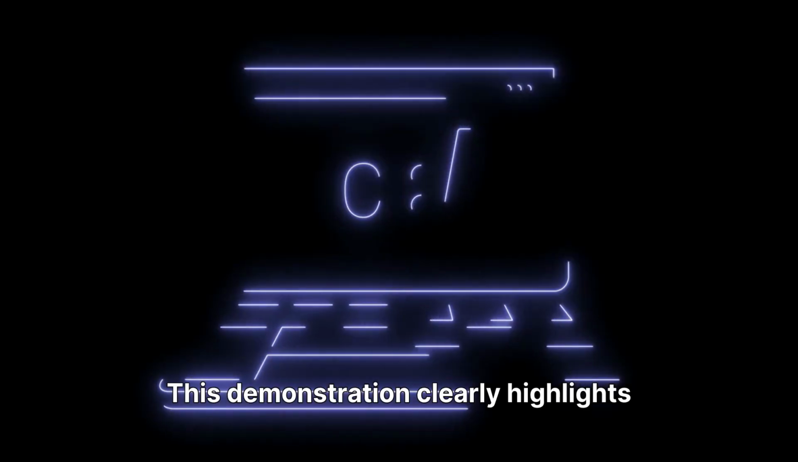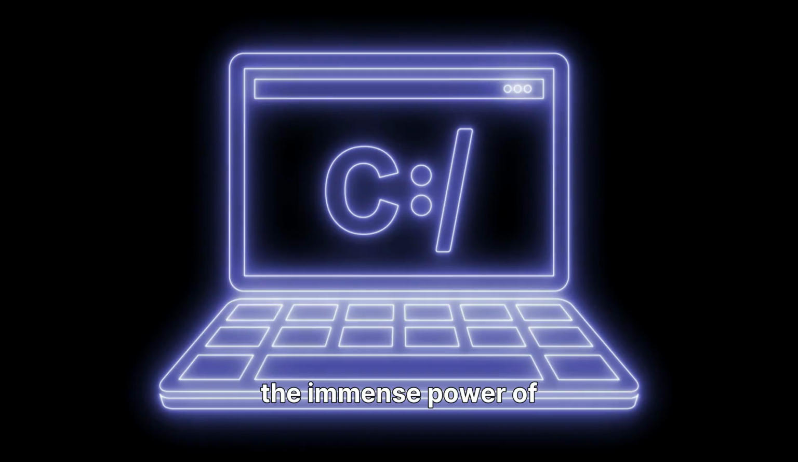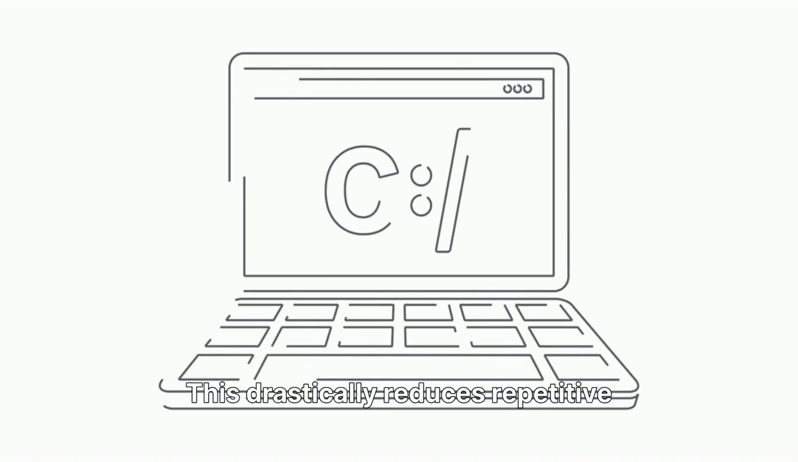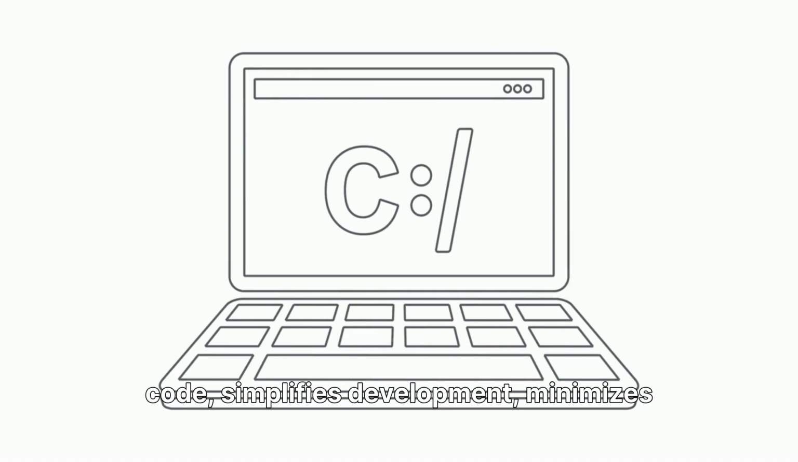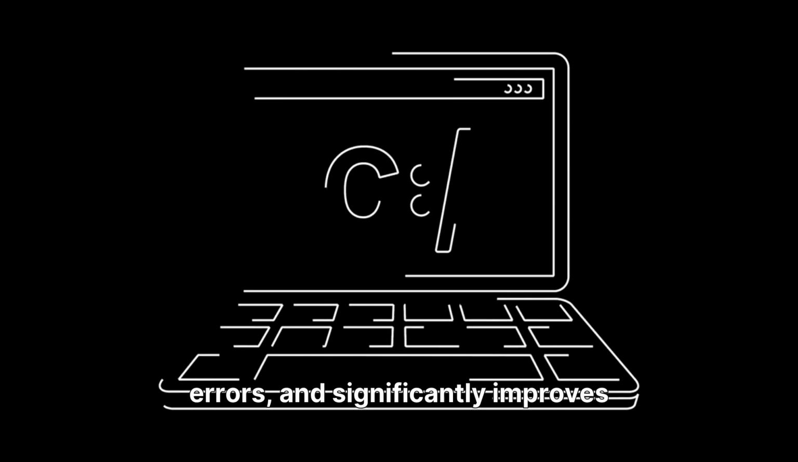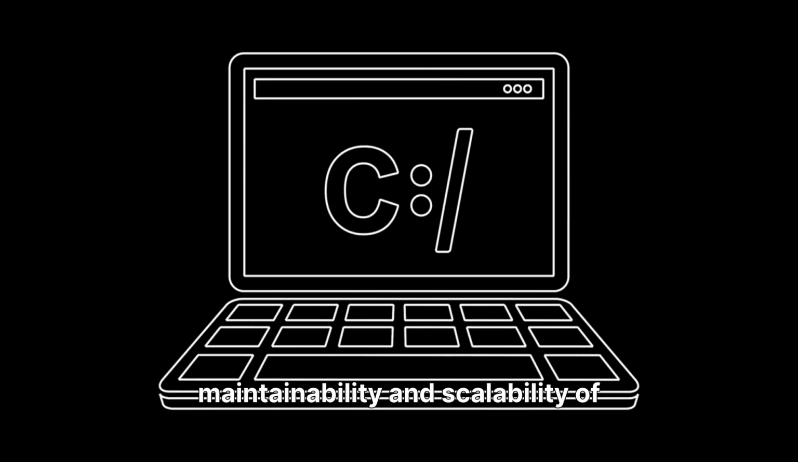This demonstration clearly highlights the immense power of generic methods. A single, unified implementation effectively handles operations across a multitude of data types. This drastically reduces repetitive code, simplifies development, minimizes errors, and significantly improves maintainability and scalability of your C# applications.